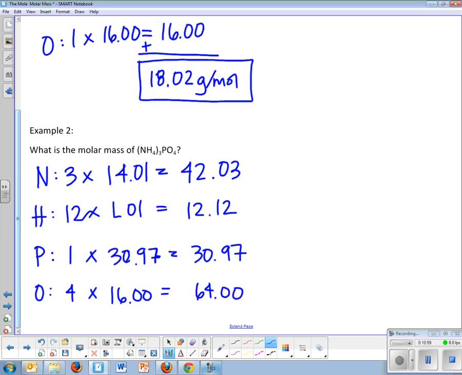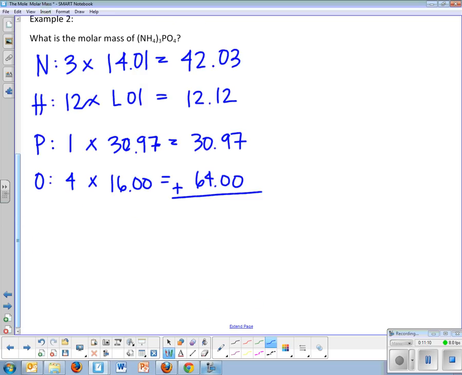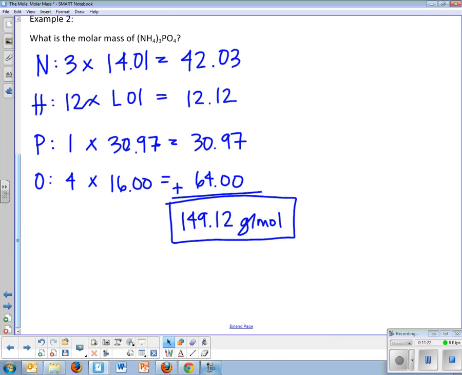Now notice I kept 2 numbers after the decimal. Okay? So I'm going to now add these up. So in my calculator, I add them up. I should have 2 numbers after the decimal because I'm adding, so I should have 149.12 grams per mole. That's the molar mass of this molecule. You should now do the learning check. You have 2 problems that are just like the 2 I did here as an example.